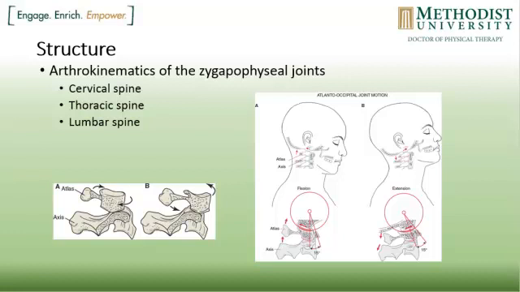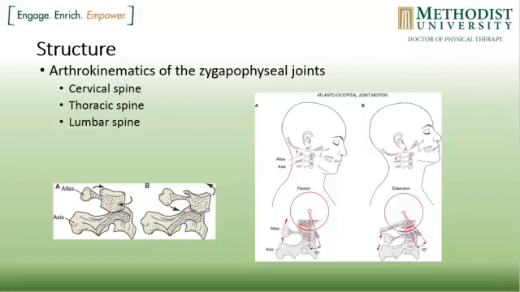And in the lumbar spine, when you flex laterally, rotation tends to occur on the same side. So if you have some right rotation, you also have right side bending. Now, there is some variability though. So if you are flexed, there may be rotation and side bending to the opposite side.